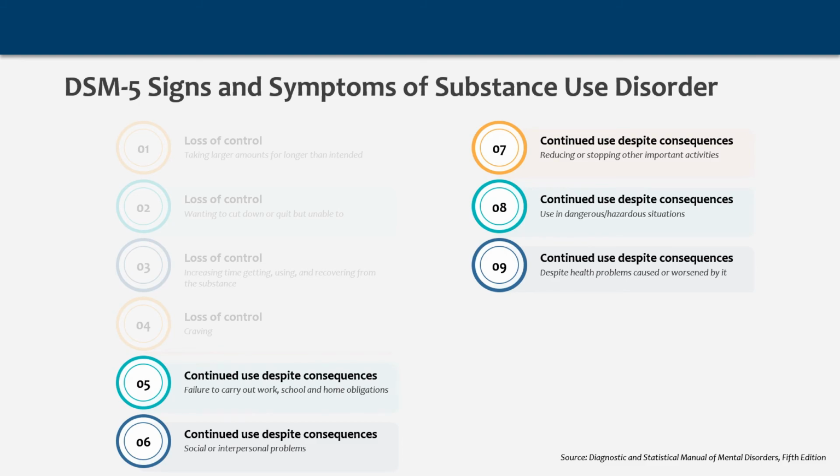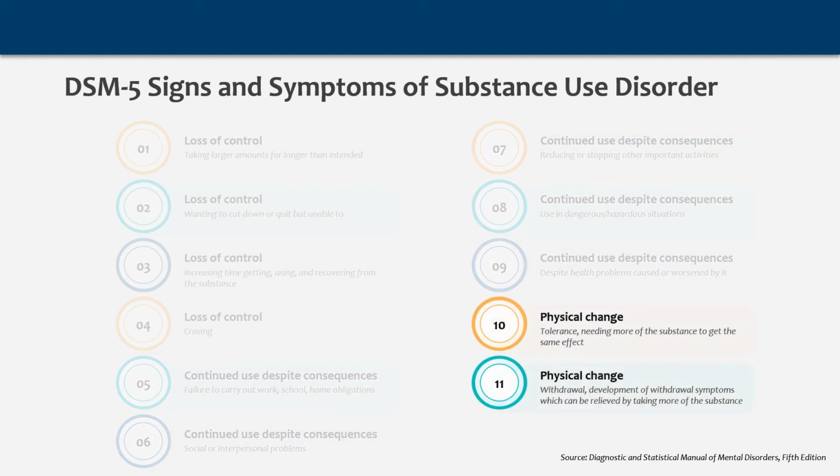Signs 5 through 9 are related to continued use despite consequences: failure to carry out work, school, and home obligations, social or interpersonal problems, reducing or stopping other important activities, use in dangerous, hazardous situations, and use despite health problems caused or worsened by it. And finally, signs 10 and 11 are related to physical change: tolerance, needing more of the substance to get the same effect, and withdrawal, development of withdrawal symptoms which can be relieved by taking more of the substance.